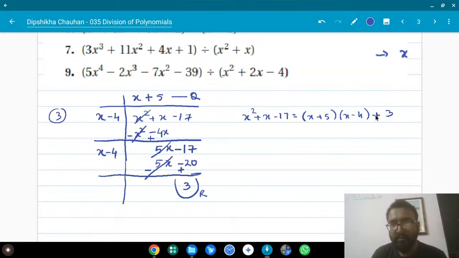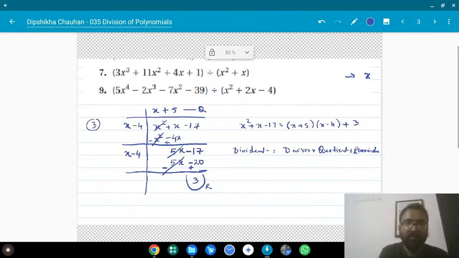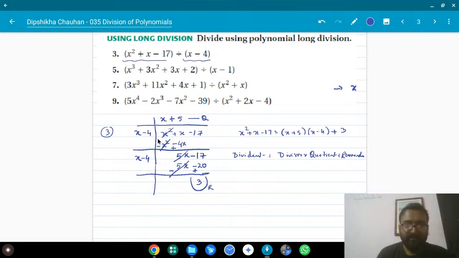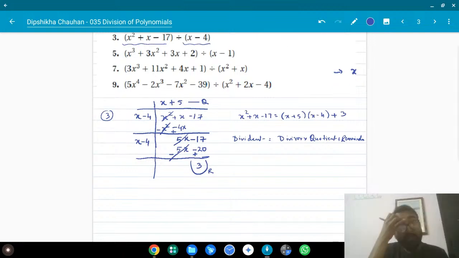So this is actually the process: dividend is equal to divisor into quotient plus remainder. This is long division. So I think you can do the fifth one. It is minus 1 only. So what should I do? Should I do the seventh or the ninth or both? The ninth one. Okay, so ninth.